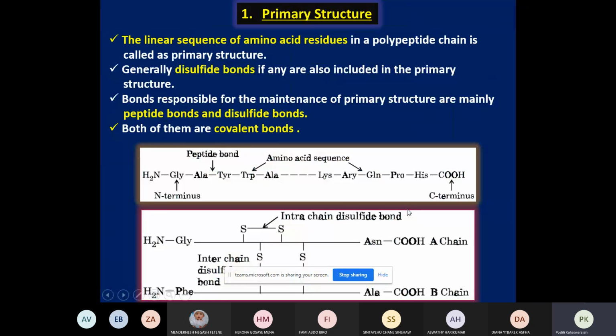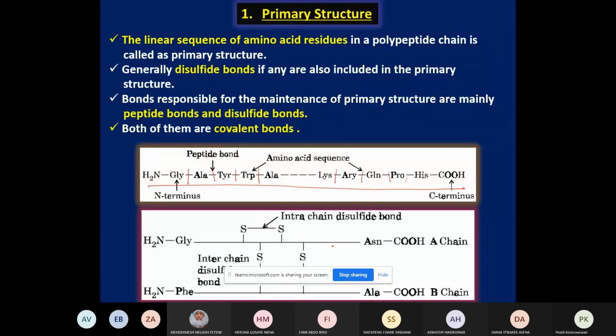So we will briefly see what the primary, secondary, tertiary, and quaternary structures are in detail. And as I already said, the primary structure refers to the sequence of amino acids present in a polypeptide chain, and this primary structure is stabilized by the peptide bond present between the amino acid residues.